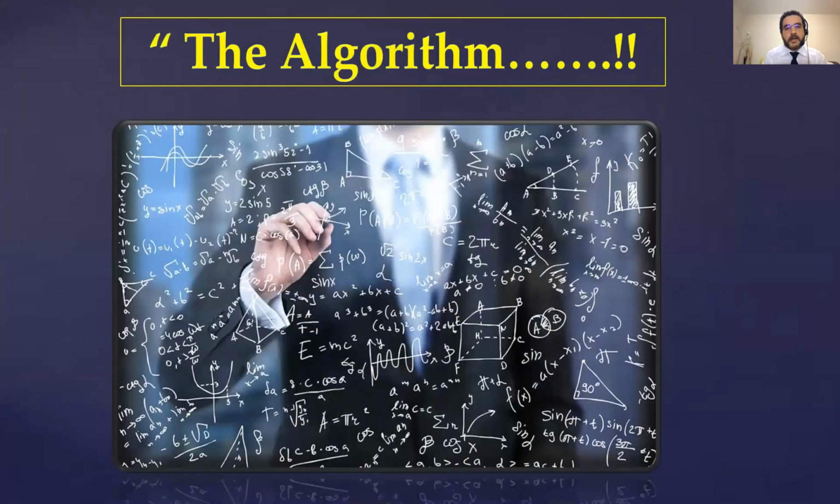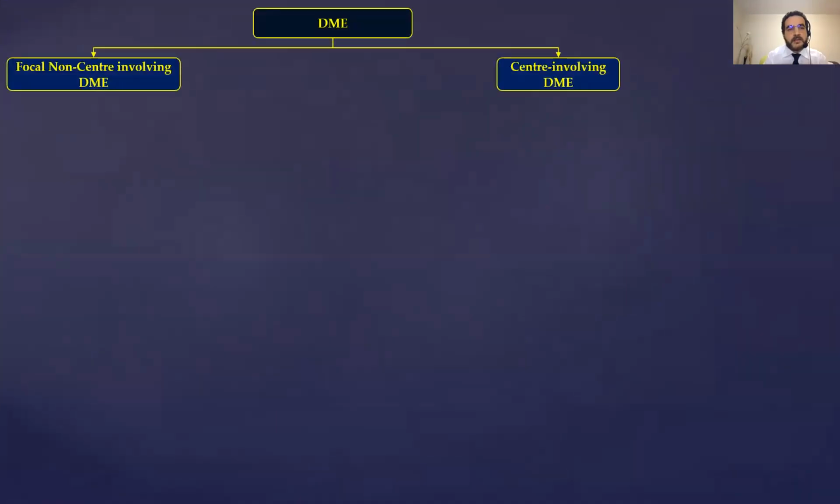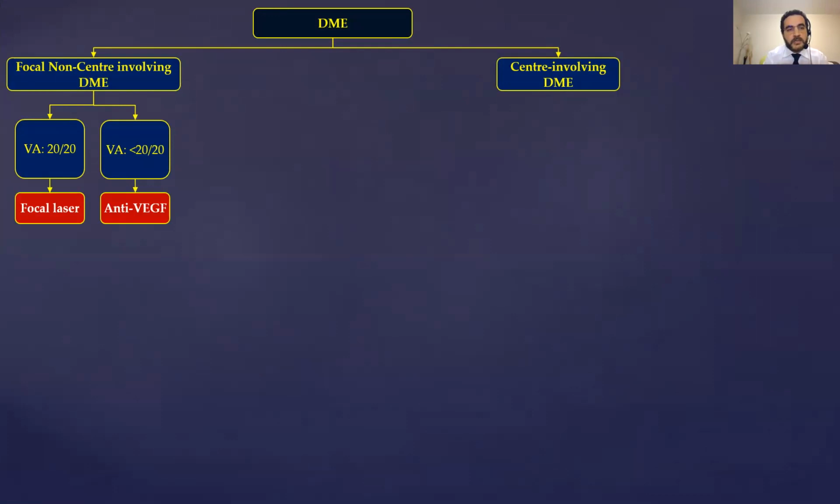So let's go now to my algorithm of treatment of DME patients. If I have a DME patient, I classify it as either focal non-center involving DME or center involving DME. If it is focal non-center involving DME, I look at the visual acuity. If the vision is 20/20, I go for focal laser. If less than 20/20, I can go for anti-VEGF, and we now have Protocol V from DRCR.net.